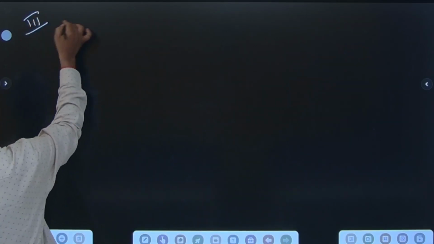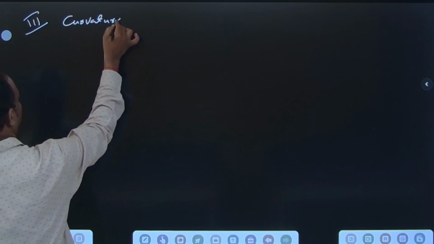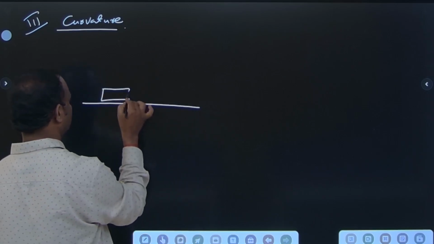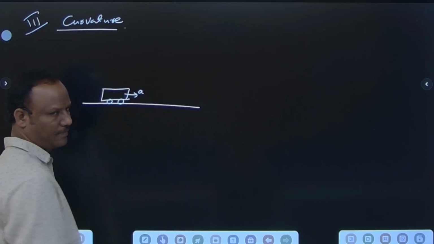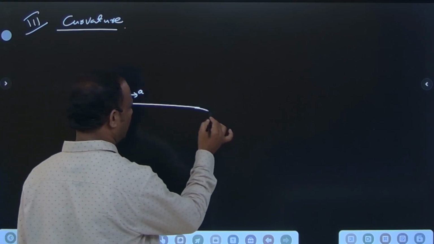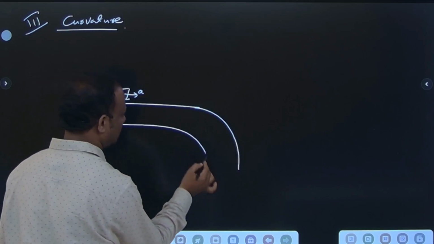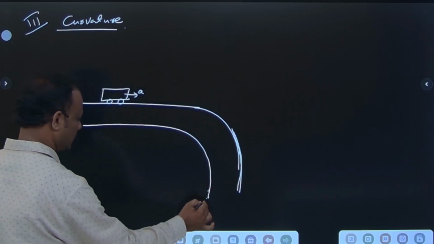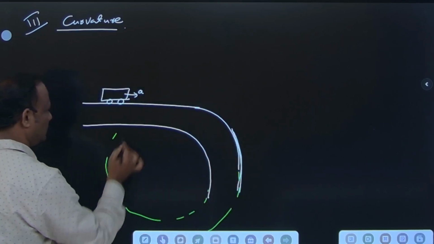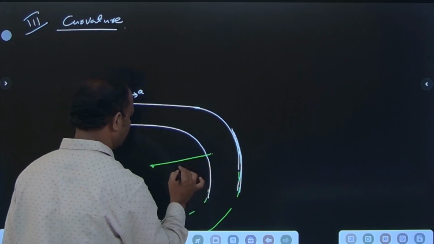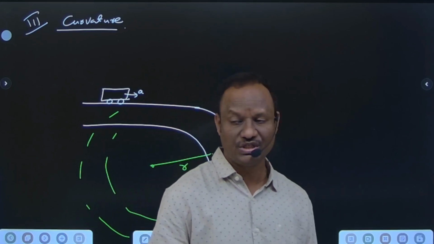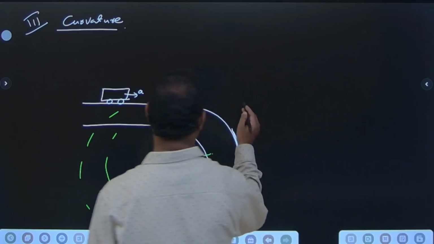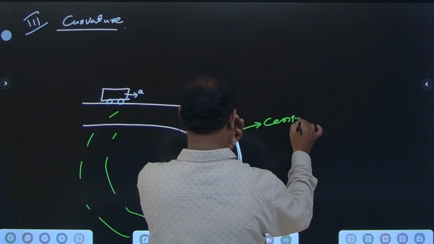Case 3, on the curvature. The truck is moving like this in a straight line with an acceleration a. Now it has to take a turn on the curvature. This becomes a center, with radius R. So which force comes into play when it is moving on the circular path? Central force.